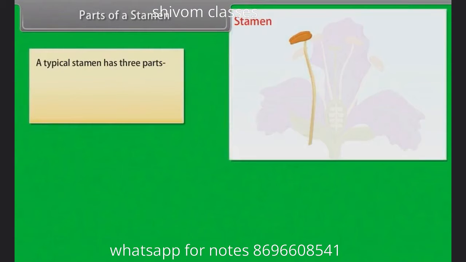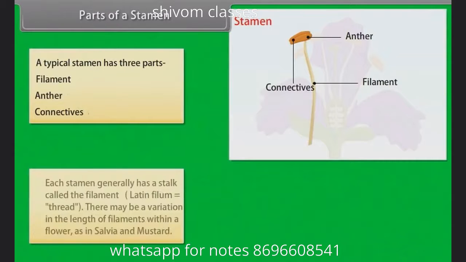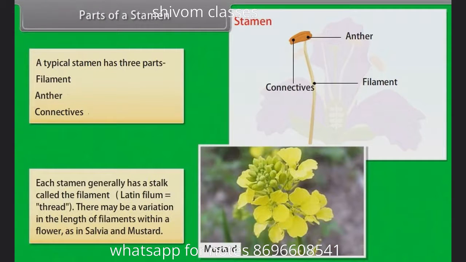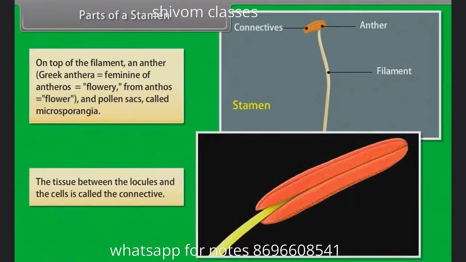A typical stamen has 3 parts: filament, anther, and connective. Each stamen generally has a stalk called the filament. There may be a variation in the length of filaments within a flower, as in salvia and mustard. On top of the filament is the anther, with pollen sacs called microsporangia. The tissue between the locules is called the connective.